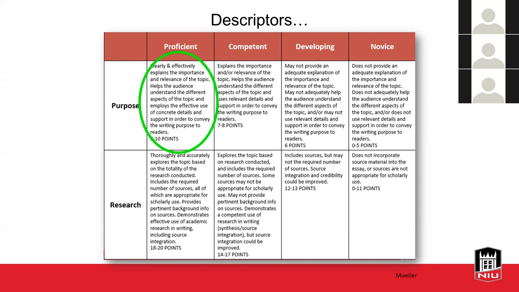Descriptors should contain, at a bare minimum, a description of the highest level of performance, and it probably should have the lowest level. Again, like we said, somewhere in your rubric you should have between two to five different levels that your students can score on. So you need something in here. We can't leave these cells blank.